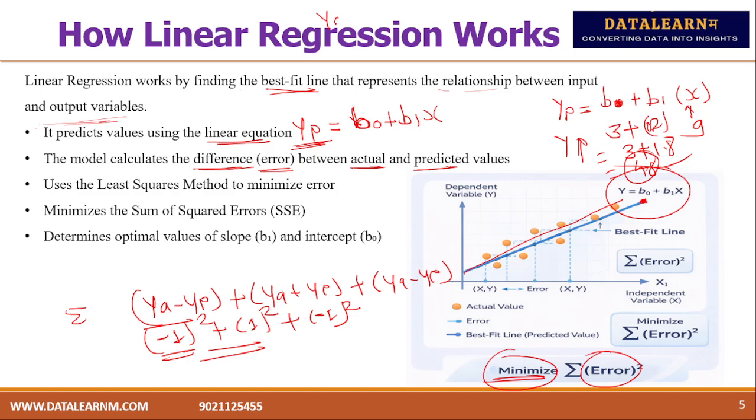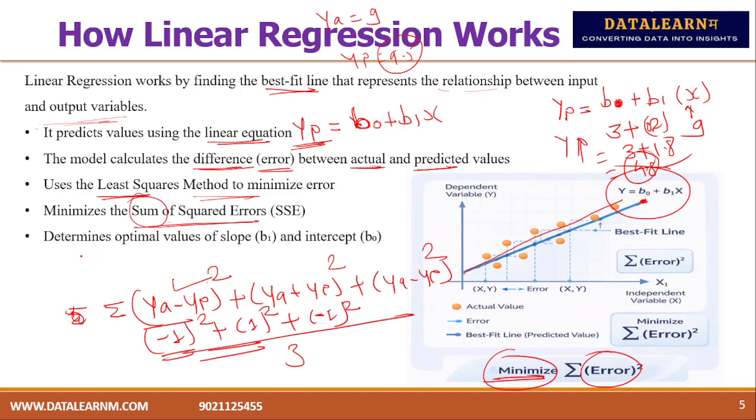For the same point, you will have some actual value. Suppose actual was 9 and predicted is 9.5. So the difference or error is 0.5, and it uses the least square method. Take the square of each error to minimize the sum of squared error. How is the sum of squares taken into consideration? Summation of y actual minus y predicted, squared for all these terms, divided by the number of data points. That is known as the sum of squared error, and it determines the optimal value of the slope and intercept.